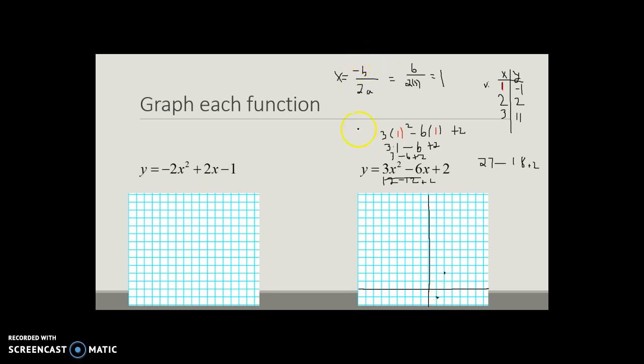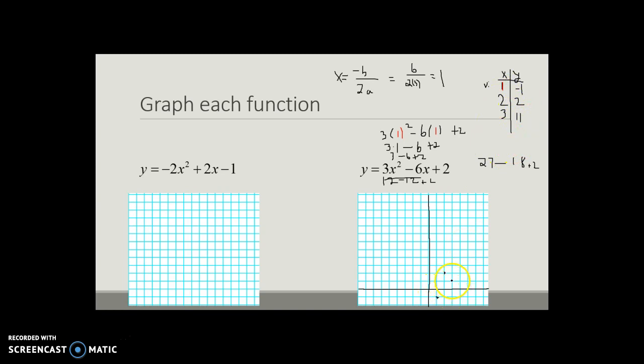One thing I want you to notice with this a value is 3. So my first point next to the vertex, I think of this as 1 squared is 1, and 1 times 3 is 3. I can do the same thing with 2. 2 squared is 4, and 4 times 3 is 12. So when I count up to 12, I'll be at 11. That's kind of a shortcut if you know what the vertex is. You can just figure out the other points. But for now, let's stick to this.